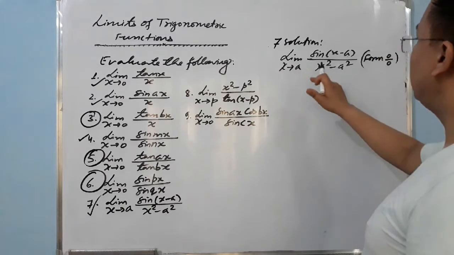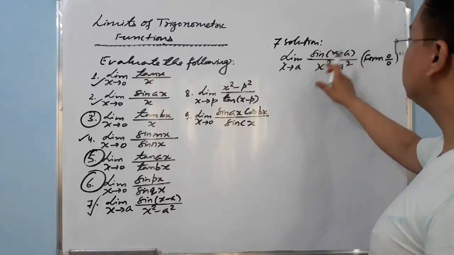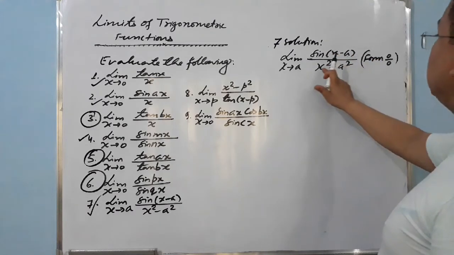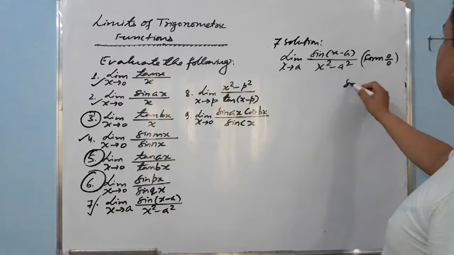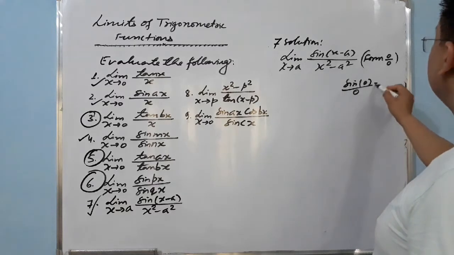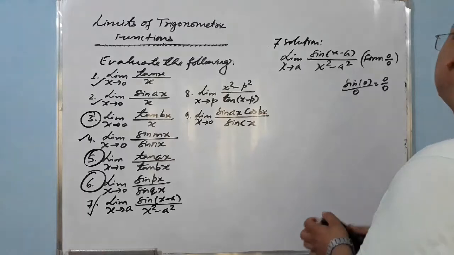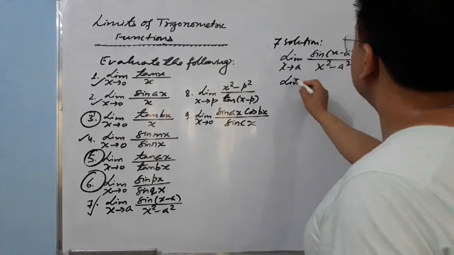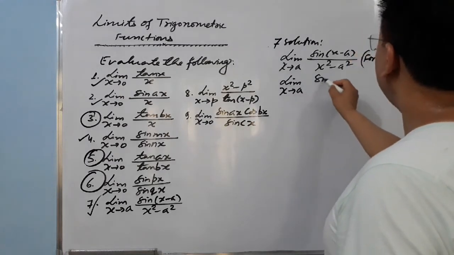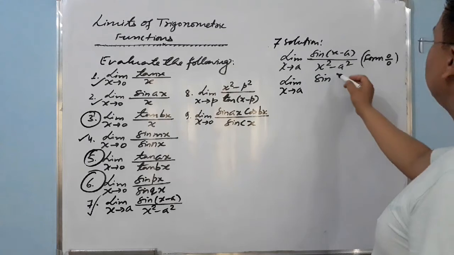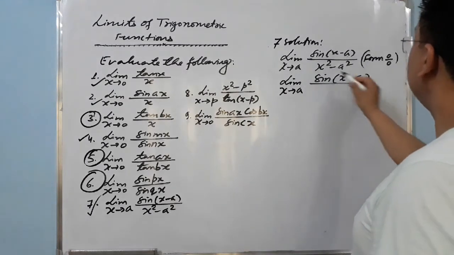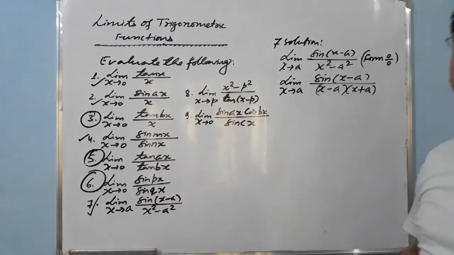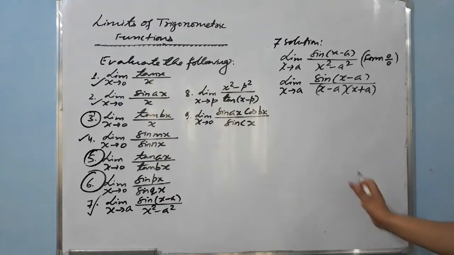So see, if you substitute a here, then sine of a minus a is sine 0, which is 0, and a square minus a square is 0. So sine of 0 over 0 is the 0 over 0 form. This means we have to simplify. Let's see what we can do here. We need to use a theorem, and let's try to get x minus a in the denominator. We can write x minus a times x plus a. I think there is no problem here, you can understand very easily.